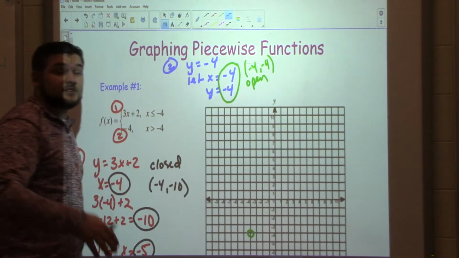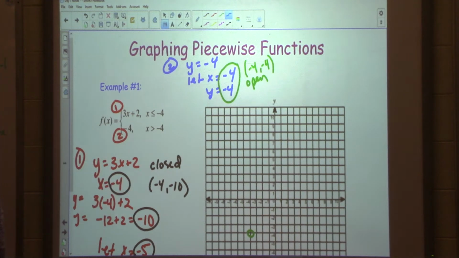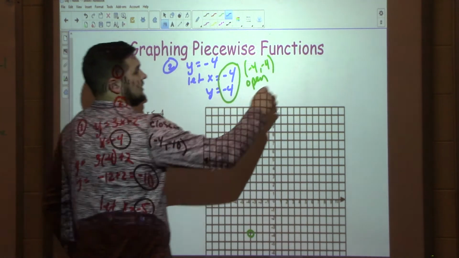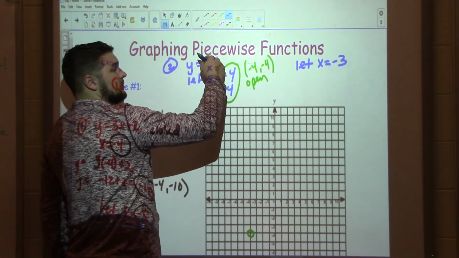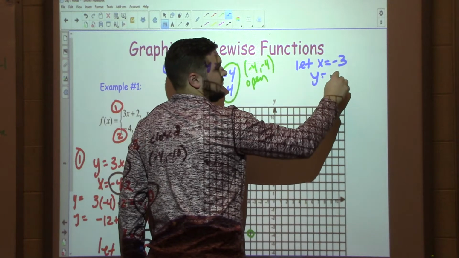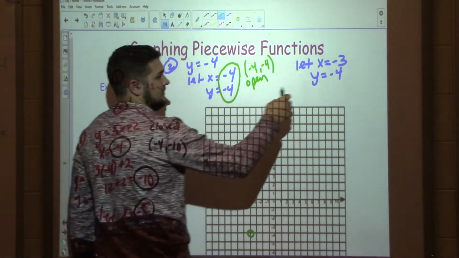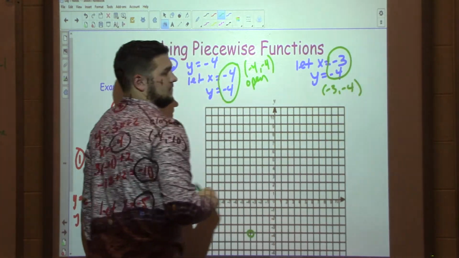Then, I'm going to go with the same thing. I'm going to look at my restriction. It has to be greater than negative 4, so I'm going to pick negative 3, the next number greater. Let x equal negative 3. Once again, there's nowhere to plug it in. I just get y equals negative 4. So that tells me my second point is at negative 3, negative 4.